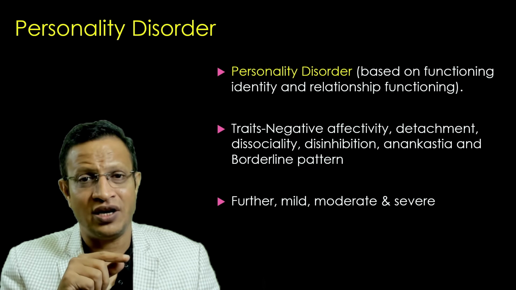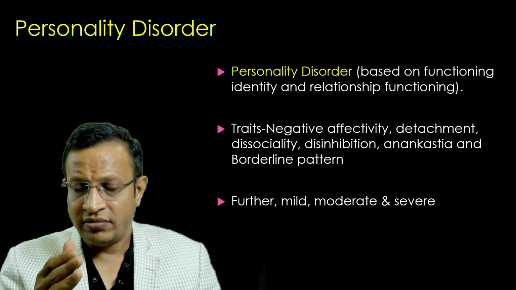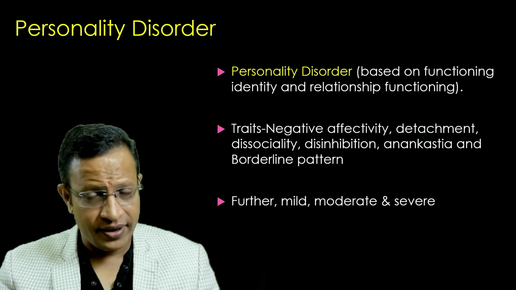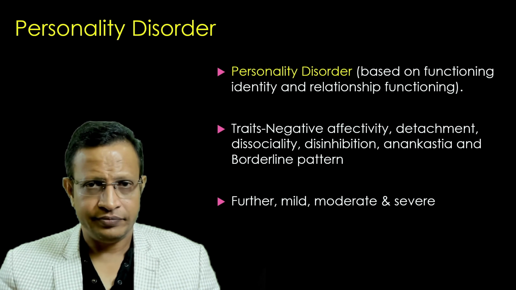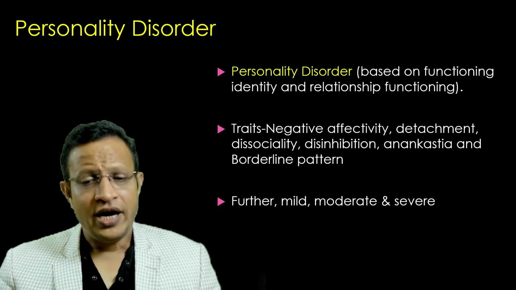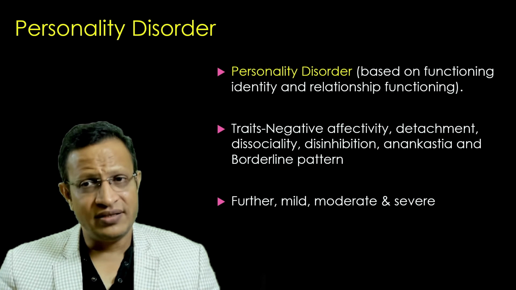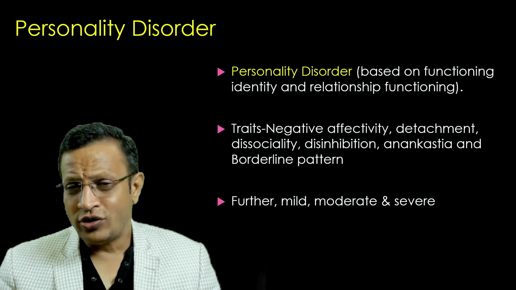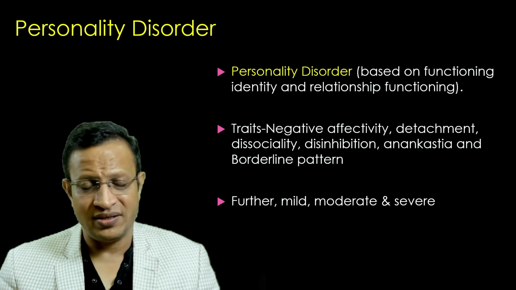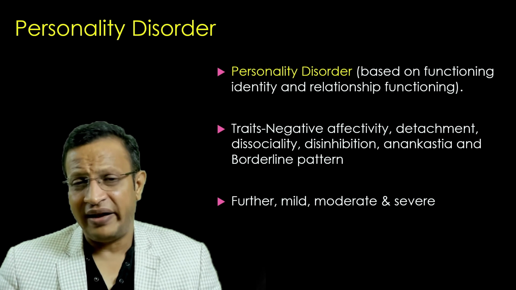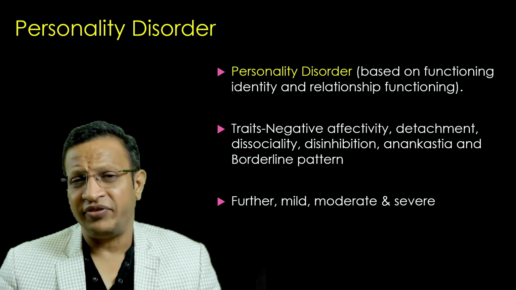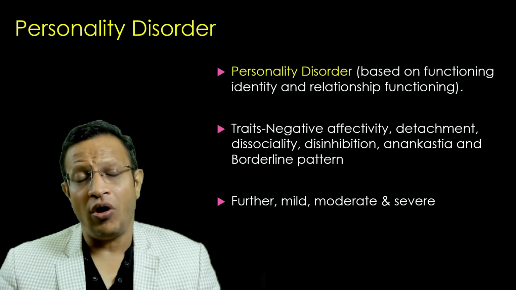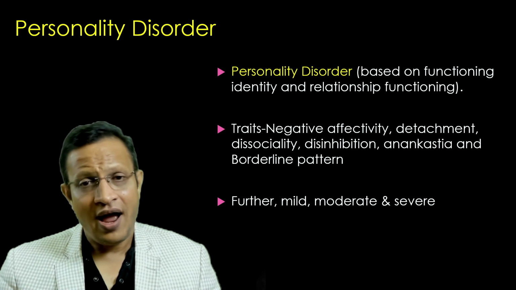The earlier classificatory system of personality disorder like the ABC classification has been removed. Individual personality disorders, like the 10 personality disorders which are there in ICD-10, have been removed. But however, the traits have been retained. For example, negative affective trait, detachment, dissociality, disinhibition, anankastic and borderline pattern have been given, so that usually when we diagnose personality disorder, invariably it will be multiple personality disorder. The pure type of anankastic personality disorder or else pure type of paranoid personality disorder is very rarely seen. Hence, a complete overhaul of the personality disorder has occurred both in DSM-5 and ICD-11.